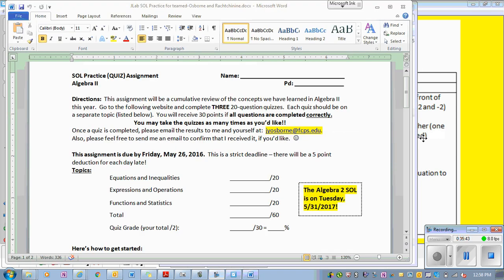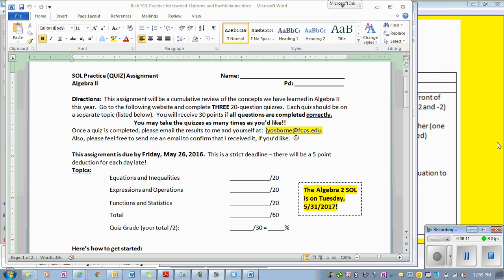All right. So here's what your JLab handout looks like. This is your SOL practice quiz assignment. These will be quiz points. So basically, you go to this website that's listed, JLabs, okay? You have to complete 3 20-question quizzes, all right? 3 of them.